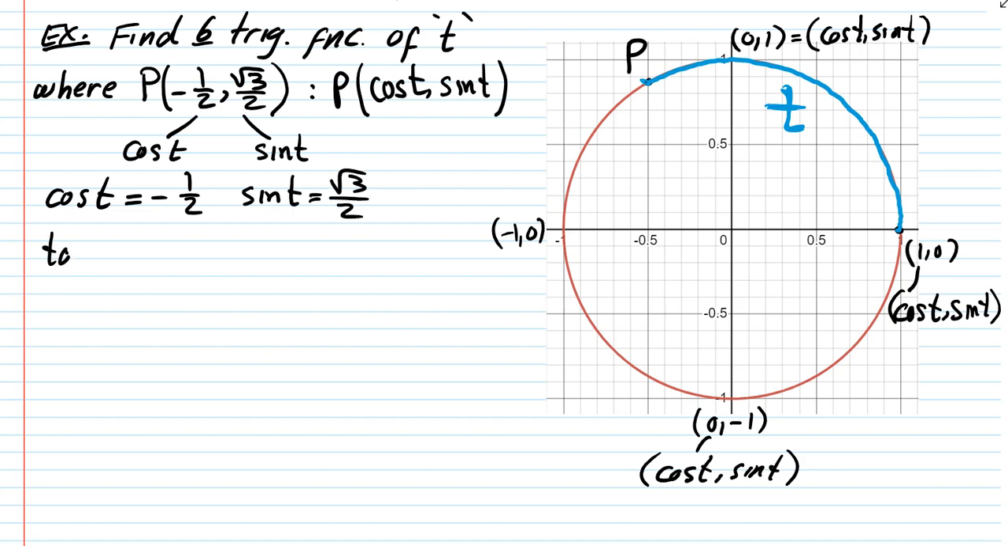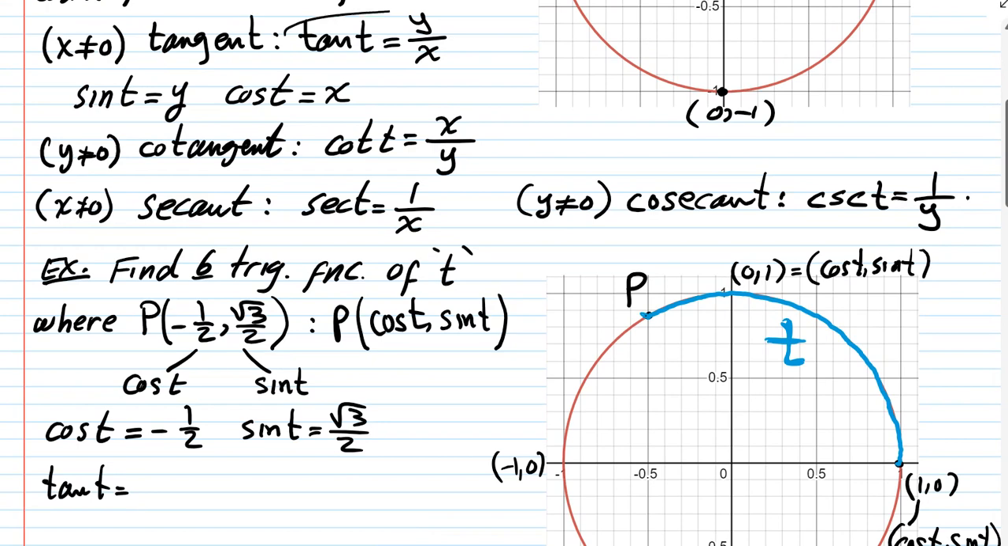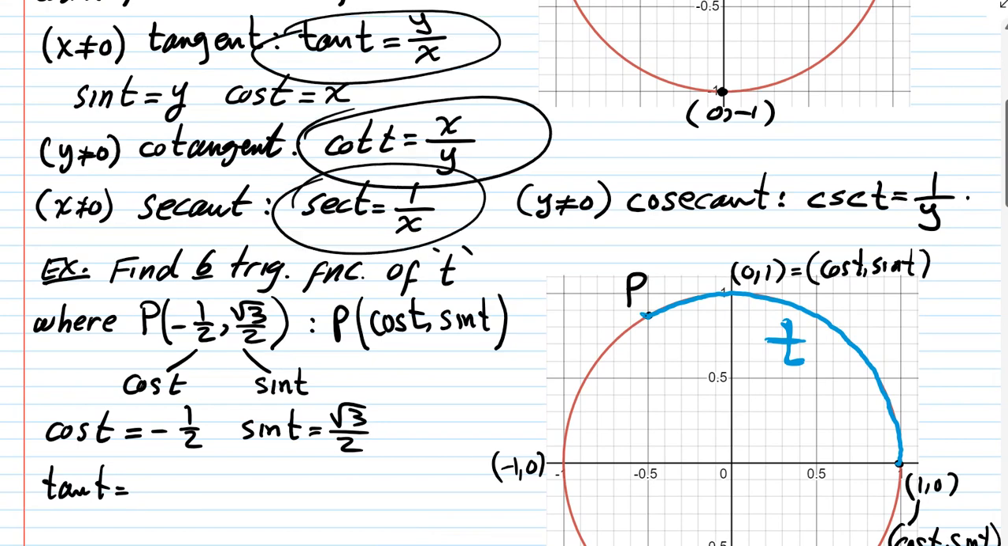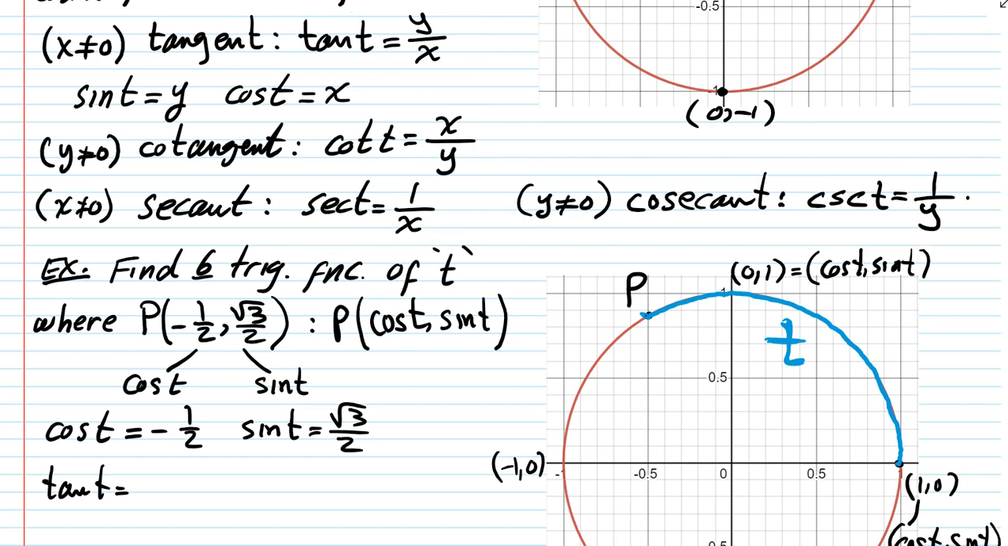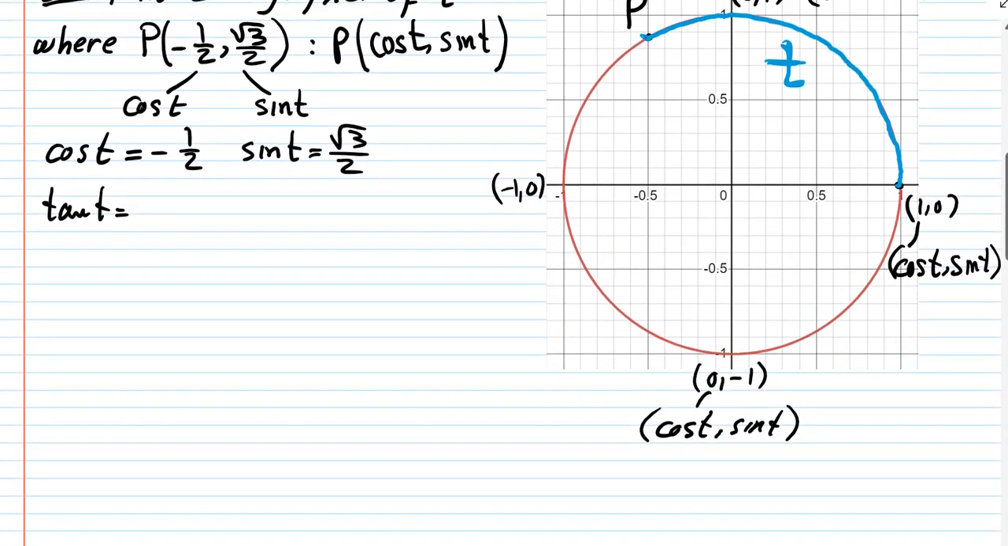Let's do tangent, tan t, and those ratios, we defined them up here, right? We defined tangent, cotangent, secant, cosecant as ratios of either y by x, x by y, 1 over x, or 1 over y. So tangent of t is going to be the ratio of y to x. Well, y is √3 over 2 divided by x is -1/2. That's -√3.